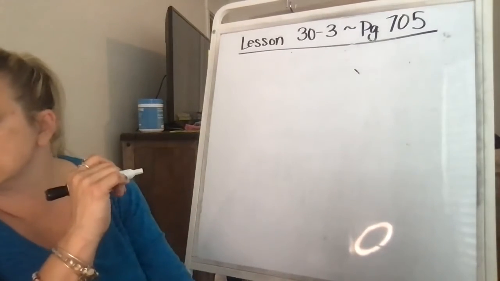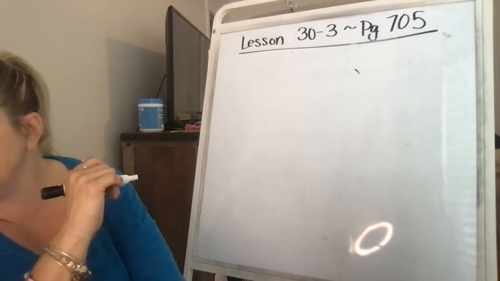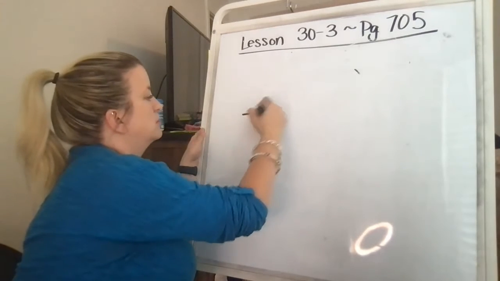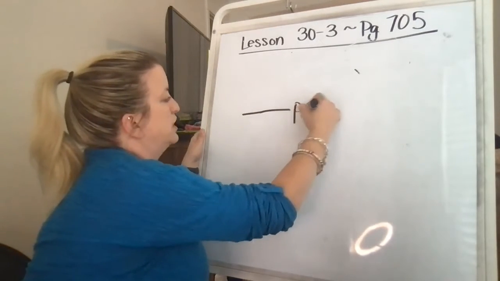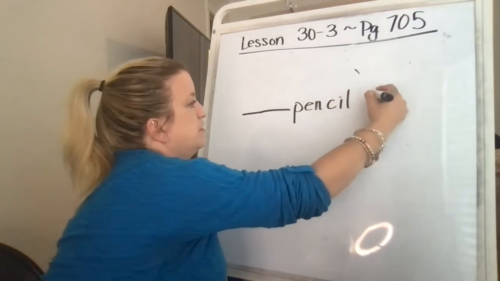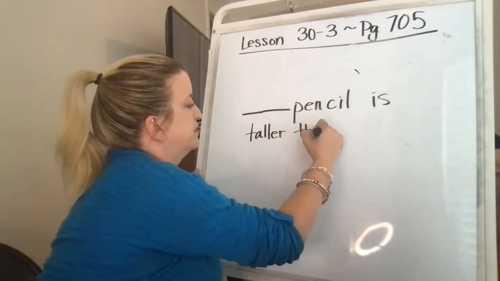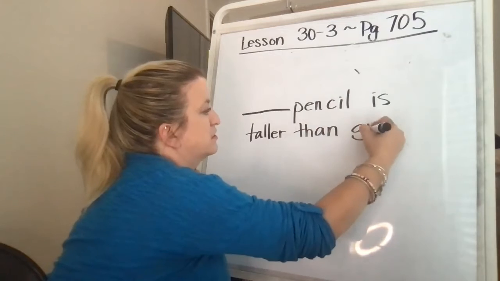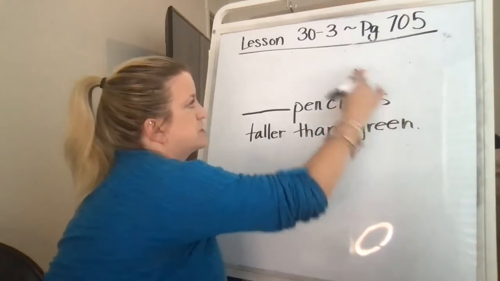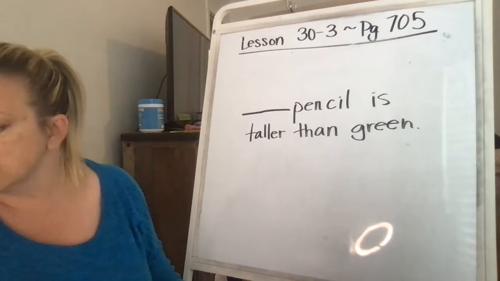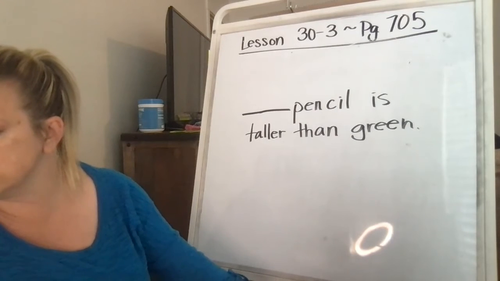Number 4, complete the sentence. The blank pencil is taller than the green pencil. So we'd figure out which one's taller than the green. It might be both of them. So let's see. The blank pencil is taller than the green pencil.